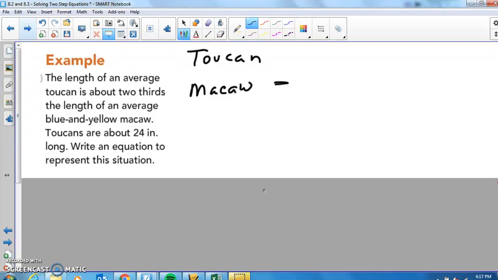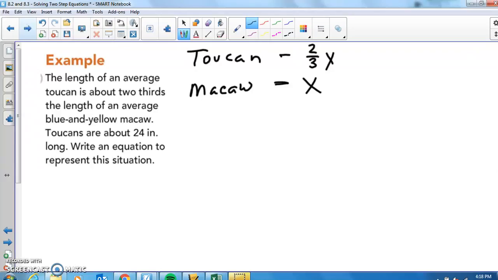So in this case, x represents that length. For the toucan, it says it's about 2/3 that length. So for the toucan, 2/3 of the length of the macaw, the x represents the macaw, so I'm going to say 2/3 x. And we know toucans are about 24 inches long. So write an equation to represent this situation. Instead of me having you do this, I want you to try to do this one on your own.